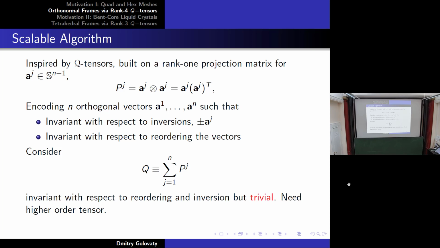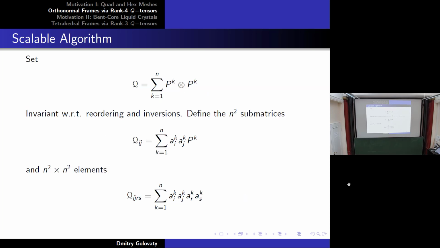And then you want this object to be symmetric with respect to all possible rotations by 90 degrees. So an obvious thing to consider then is to just add all of these projections. But unfortunately, this is going to give you a constant tensor, a constant matrix, so you get no information from this object. So you need to consider higher order tensors. The third order tensor is not going to work again because of inversion symmetry. So the next order is a fourth order one. And indeed, in this case, it turns out that this is the first non-trivial tensor that you can construct out of these n vectors. And that is going to be the object that I'm going to talk about in the first part of my talk.